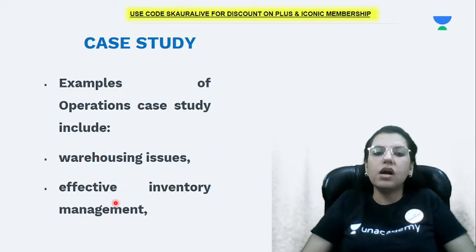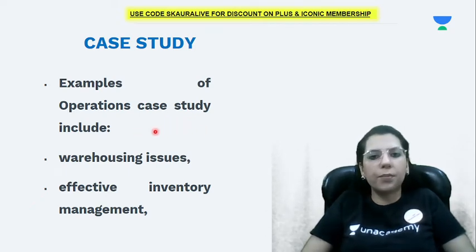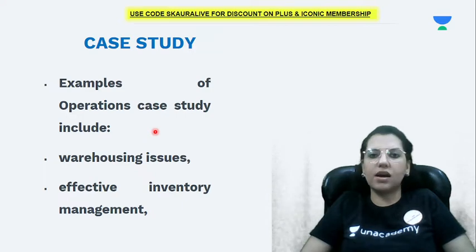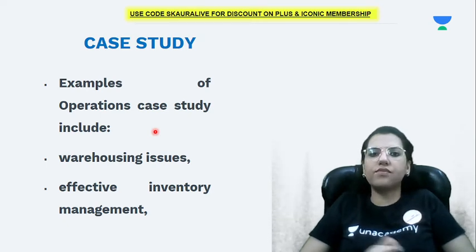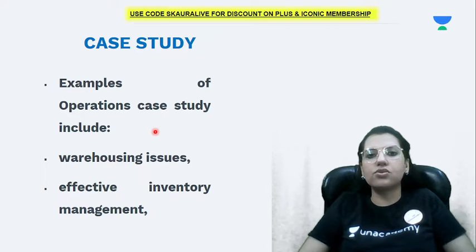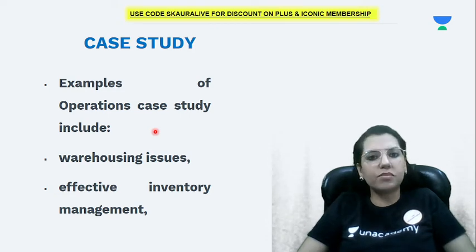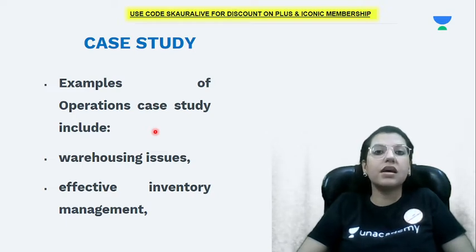Next, what are the examples of operations case studies? The examples include warehousing issues. You can understand that there is a warehouse. Even the products that you get from Amazon, Flipkart, or many other such e-commerce websites are not directly posted or couriered to your postal address from Amazon. No, there is a warehouse where the product comes, and from there the delivery boys pick it up and deliver it at your doorstep. There could be a lot of issues happening at the warehouse.